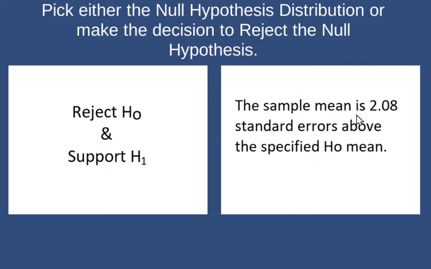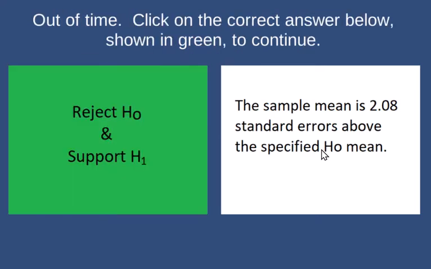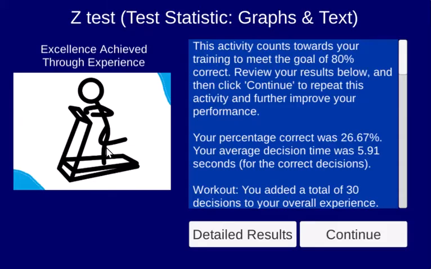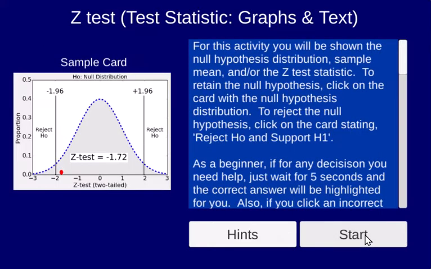We're told the sample mean is 2.08 standard error above the specified null mean. That's like a z-test of 2.08. So we go ahead and reject the null. It's outside of our plus minus 1.96. And there we go. So I'm going to go ahead and do this again. This time we'll be fast and just see how you do.